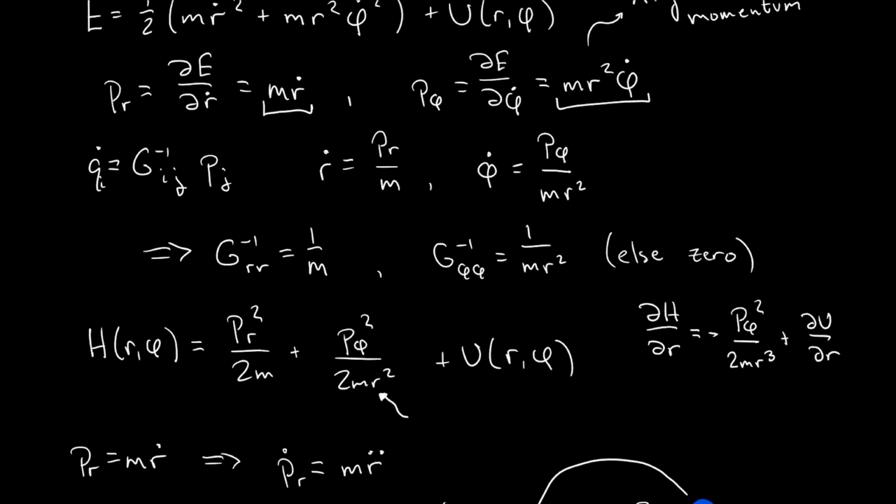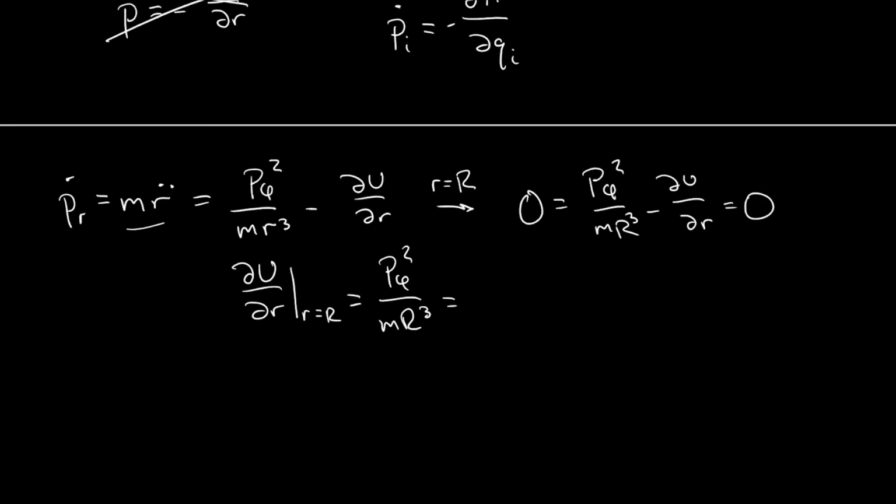So if I square this, p sub phi squared is m squared if I evaluate it at big R. I get something like this. And so this becomes m big R phi dot squared, which I can rewrite as m v squared over R. So we see that this is perfectly fine. This works out grand. We get exactly what we expect.